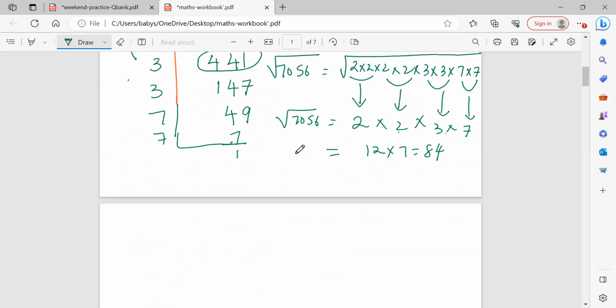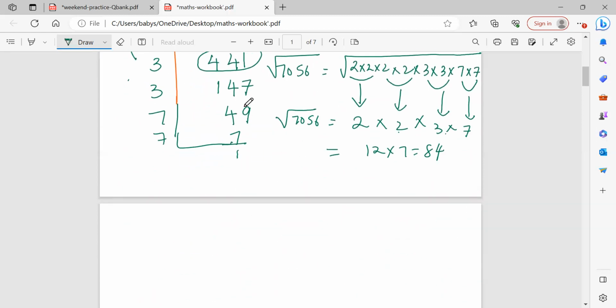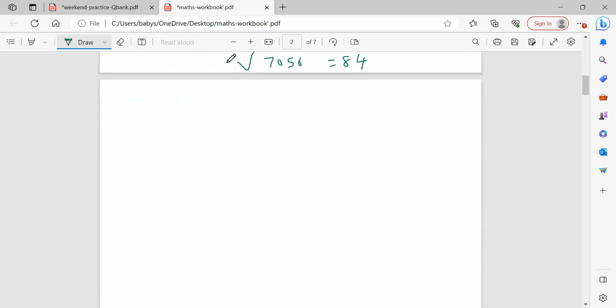It's 84, right? So the square root of 7056, even by the prime factorization method, is 84. Okay, now let's go to the next number, which is 1225. There are different ways of doing it.